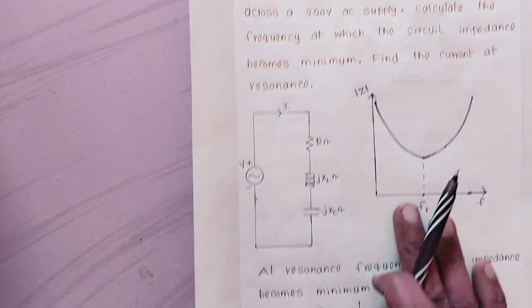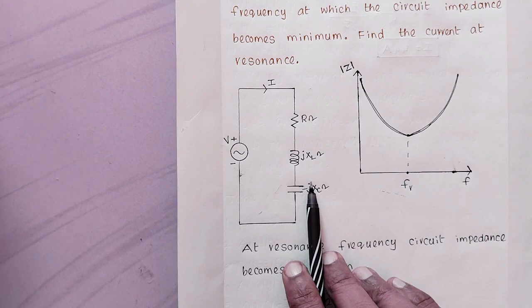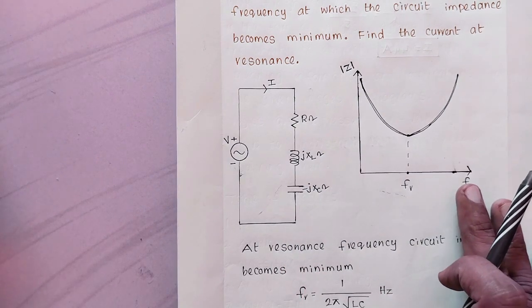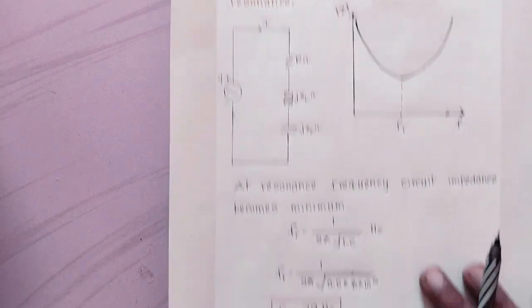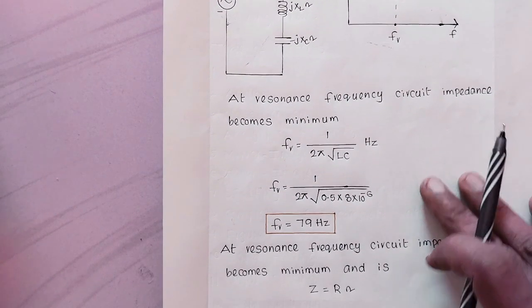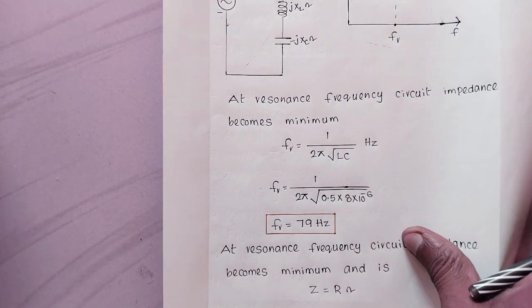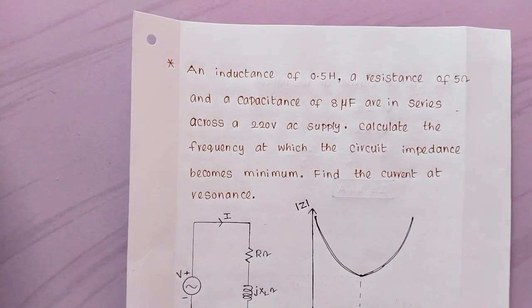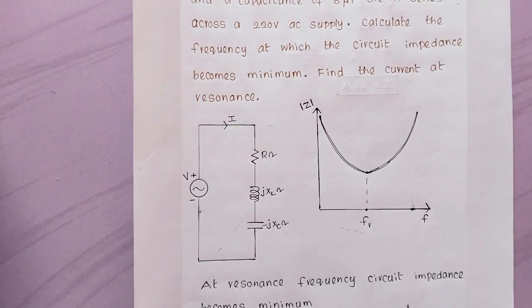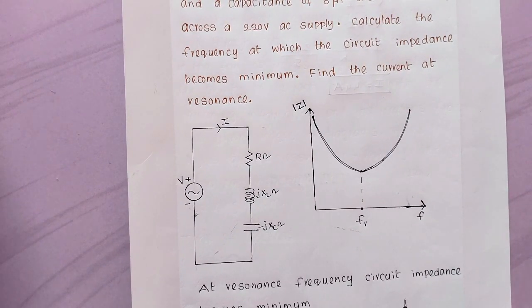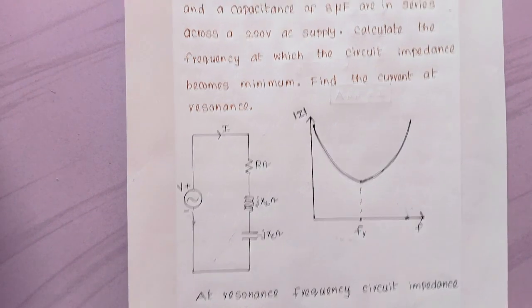So the current in the circuit at resonance is 44 amperes. So what is the resonance frequency? It is 79 hertz. What is the impedance at resonance? It is 5 ohms. And what is the current in the circuit at resonance? It is 44 amperes.